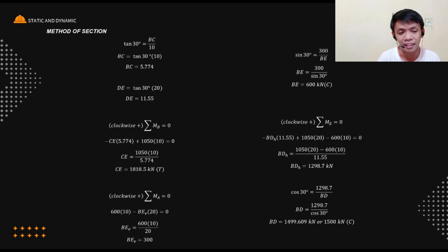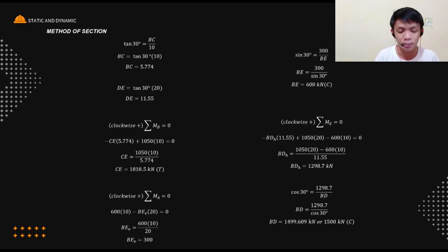Ganun din yung gagawin natin sa line DE, which is tangent 30 degrees is equals to DE over 20, since ang triangle na in-isolate natin is triangle ADE. So, DE is equals to tangent 30 degrees multiplied by 20. Saan galing yung 20? Yung 20 is galing dun sa 10 meters by 10 meters na nasa baba. So, bali, ang line DE ay magiging 11.55 meters.